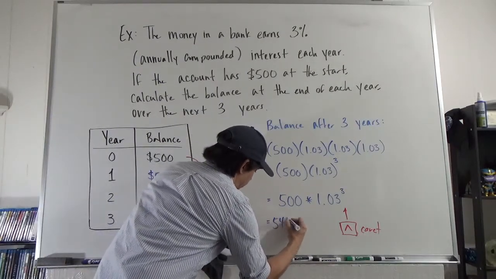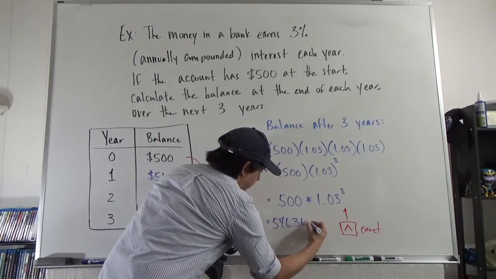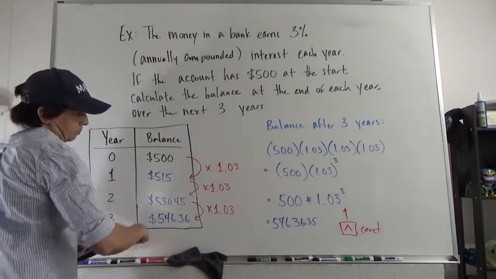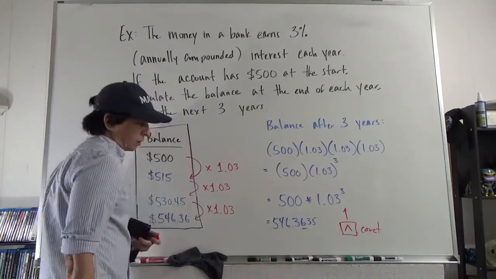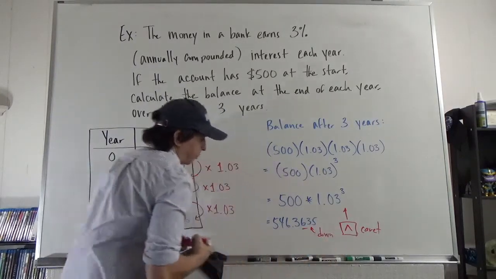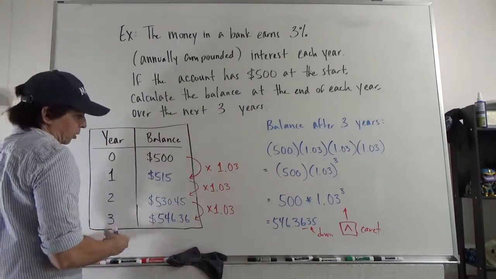I get 546.3635. Again, we're rounding to the nearest cent. That's at the 6. The 3 is still going to tell you round down. And we end up with 546.36.